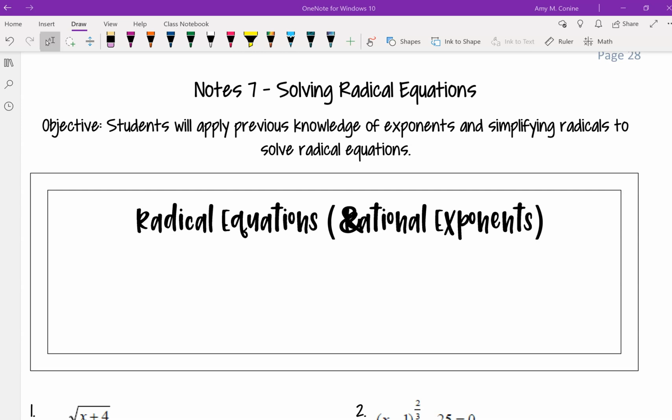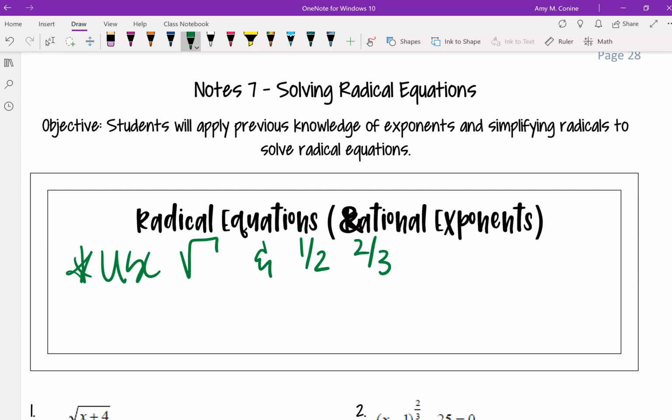Hey guys, all right, so we're going to talk about rational or radical equations using radicals and rational exponents. So we're going to apply our knowledge of exponent rules and simplifying radicals to solve those kinds of equations. For these, we're going to use our square root symbol a lot, and we're going to use the idea of our rational exponents to solve, okay?